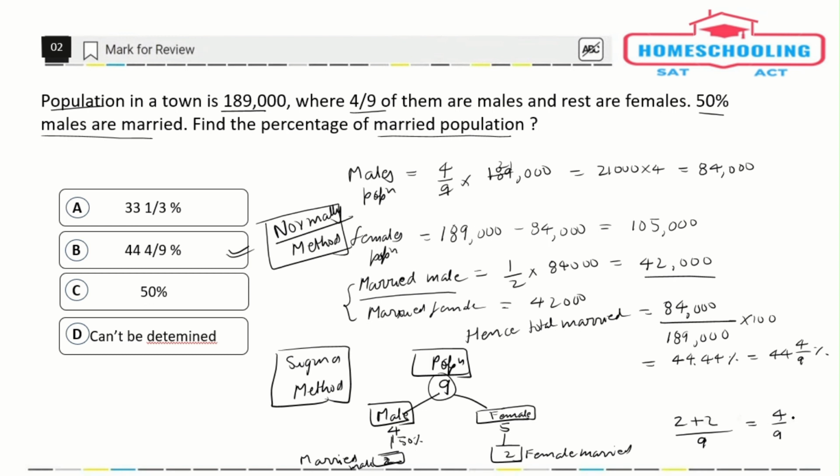If you want to convert fraction into percentage, we will multiply by 100. So this one would be 44 by 4%, or 44 by 4 divided by 9%. So this is going to be your answer. This is your shortcut method, and this is your simple normal method. Now moving to the next question.